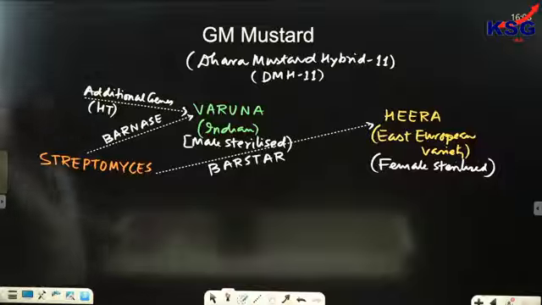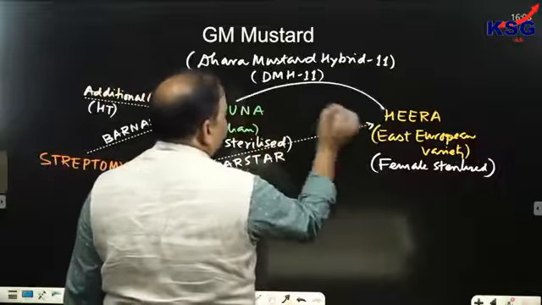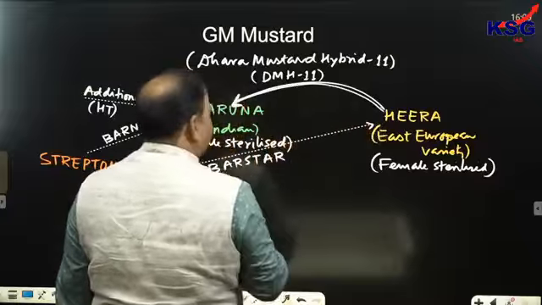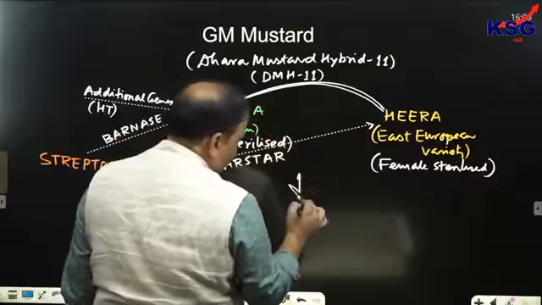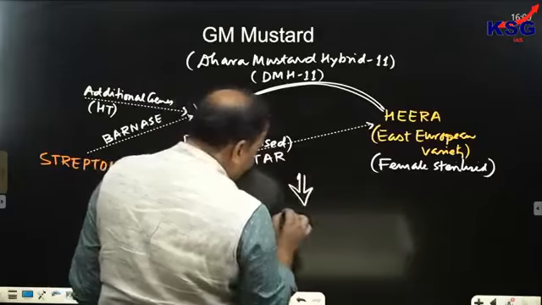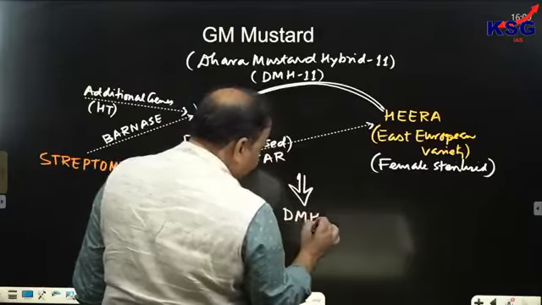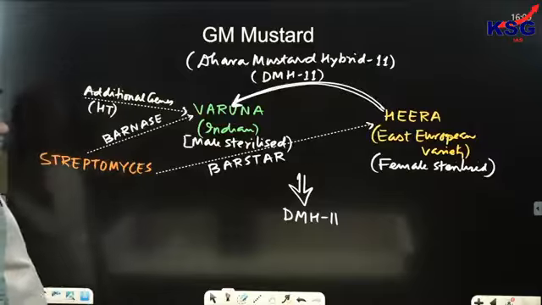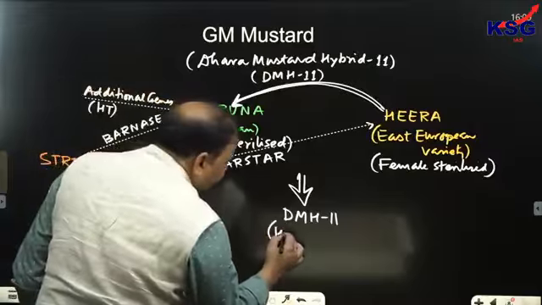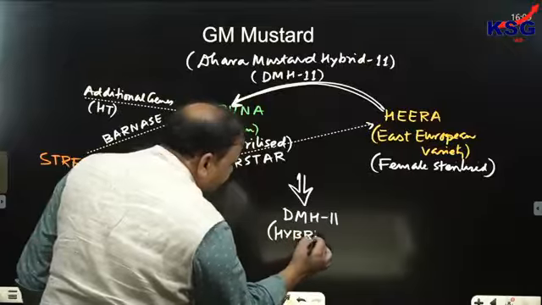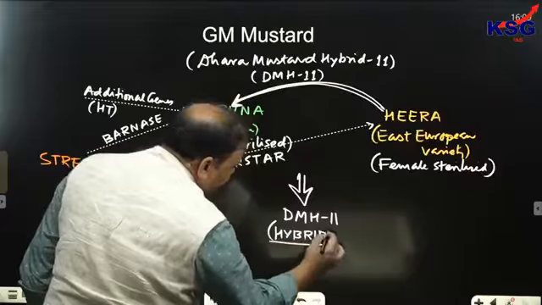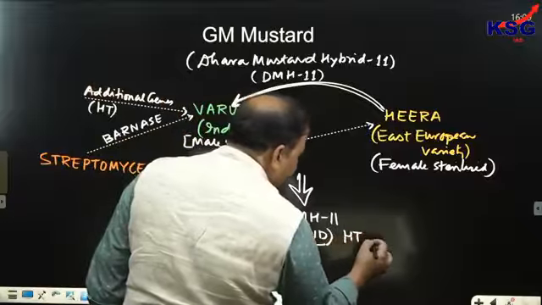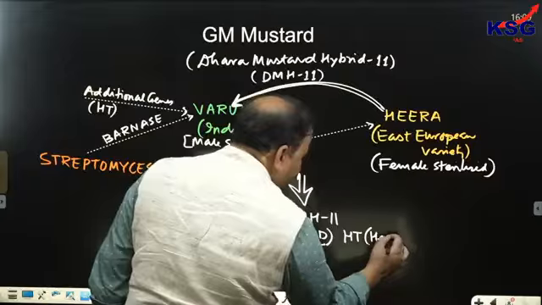And then cross pollination was conducted between the two, that is Varna and Hira. The resultant was DMH11, Dhara Mustard Hybrid 11. And this is a hybrid variety. Clear? This is a hybrid variety and it is HT in nature, herbicide tolerant in nature.